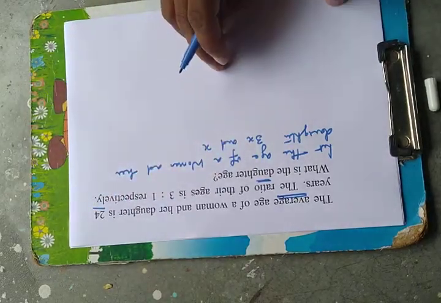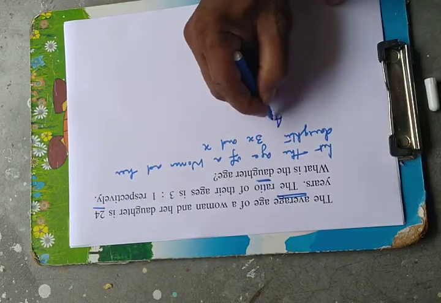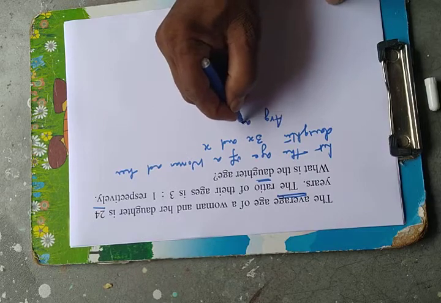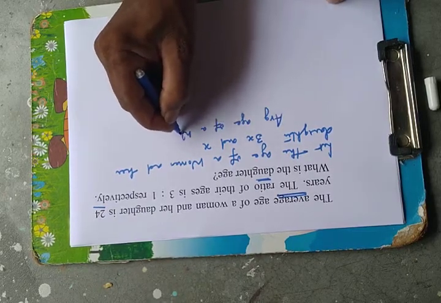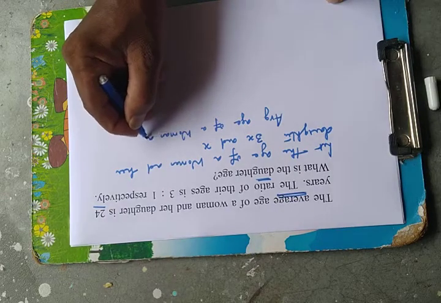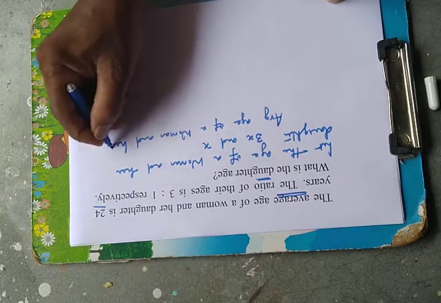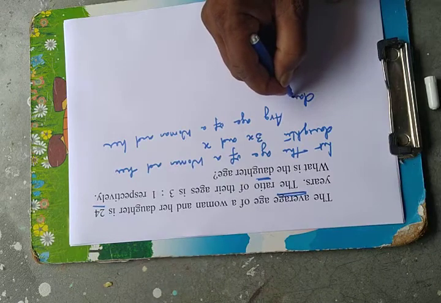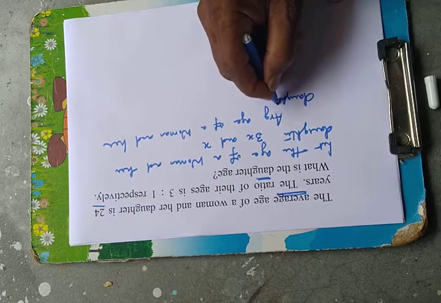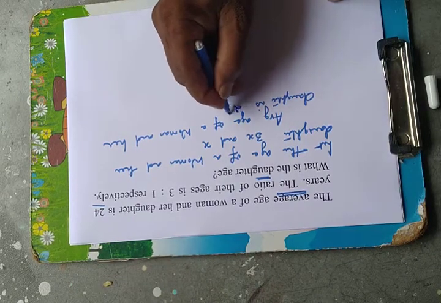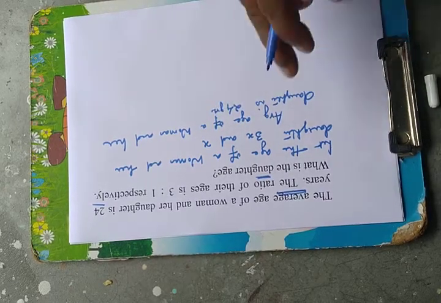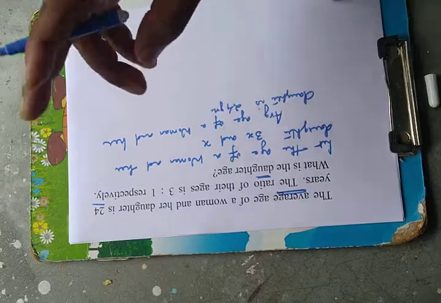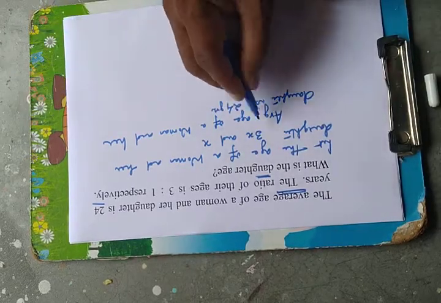24. Therefore, the average age of a woman and her daughter is 24 years. Our question is, what is the daughter's age? So now we are going to consider first the ratio.